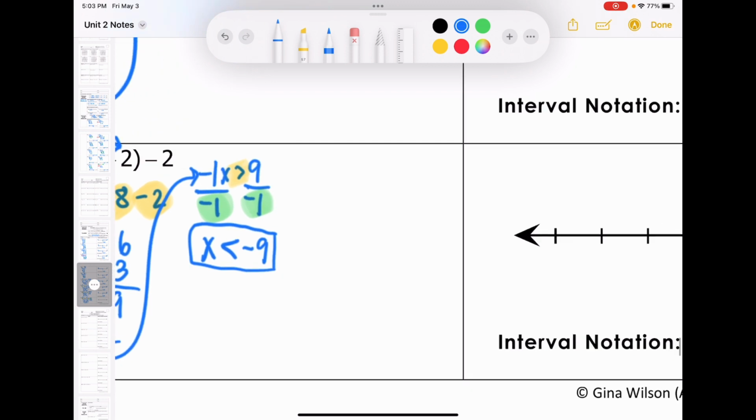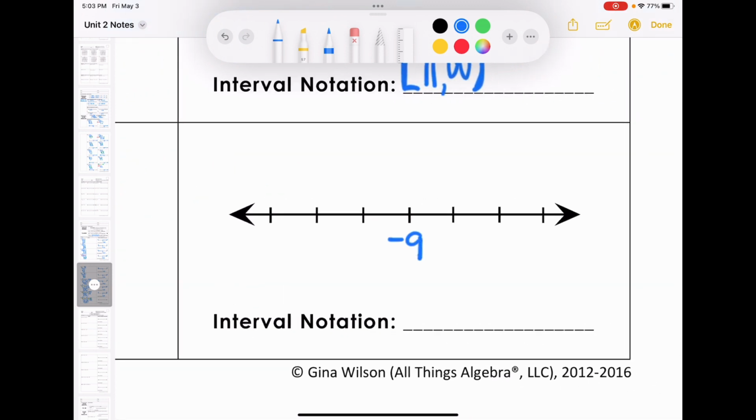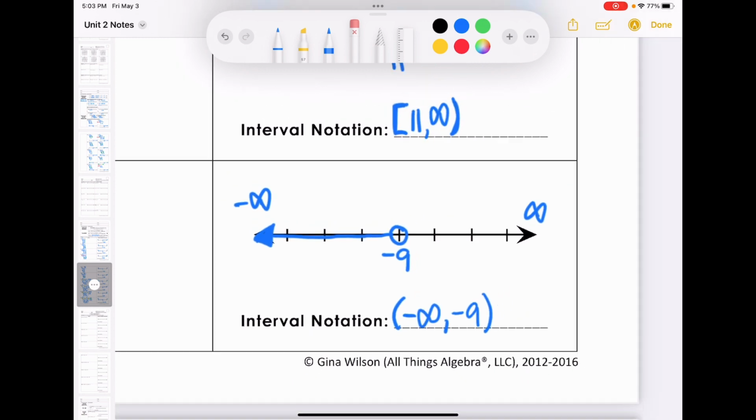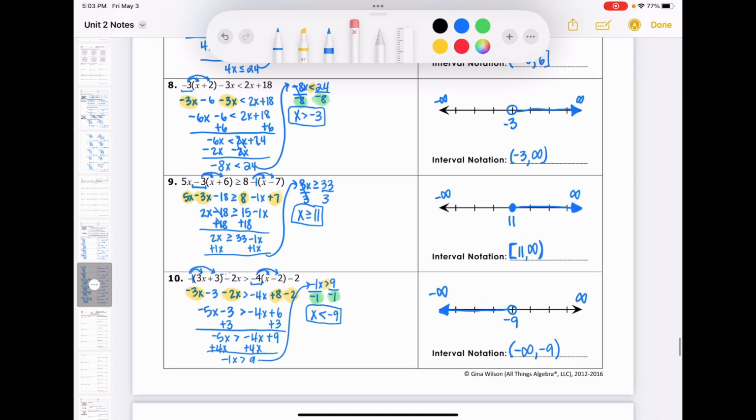So we're going to graph that on our number line. I'm going to put -9 in the middle with an open circle because it's just less than. I'm going to shade to the left. Now remember, if it's shaded to the left, it's negative infinity. If it's shaded to the right, it's positive infinity. So my interval notation here is going to be parentheses, negative infinity, comma, -9 with a parentheses because it is an open circle. So that concludes the notes on linear inequalities and interval notation.